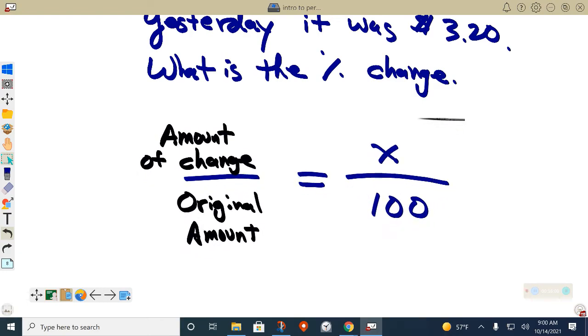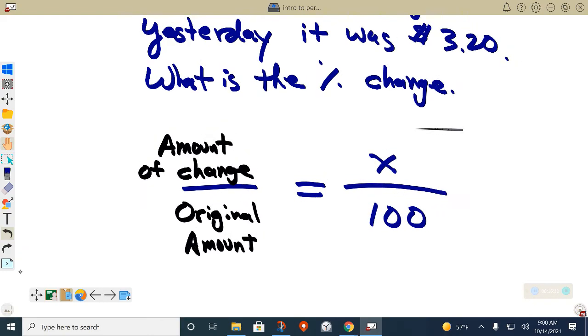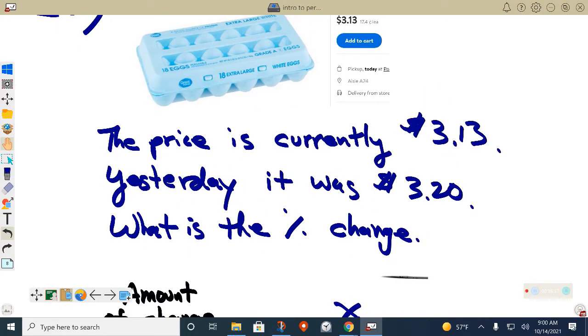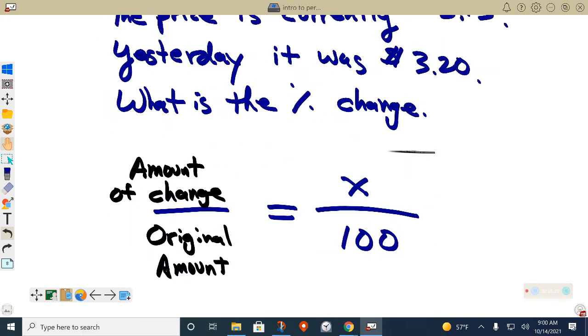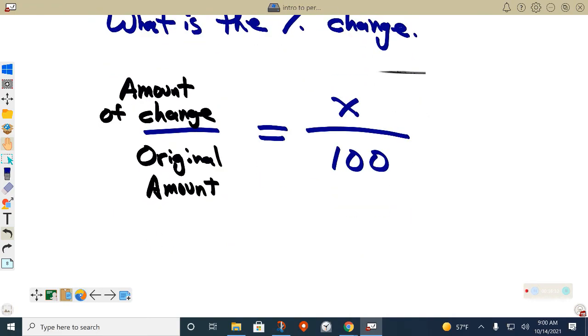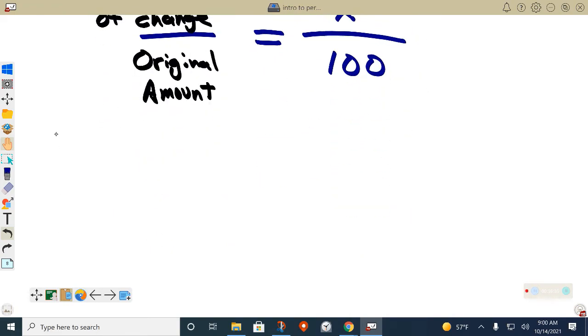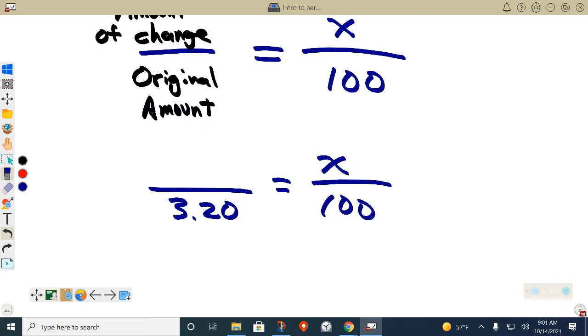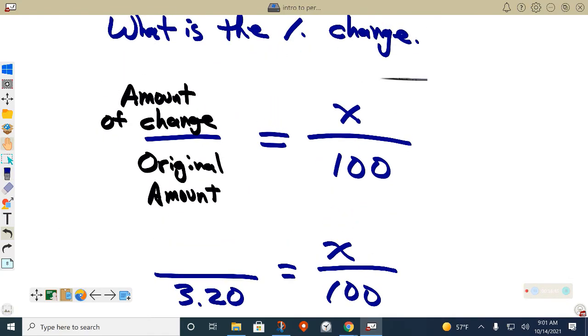Alrighty, so what's the original price of the eggs? $3.20. Right, yesterday's price is the original. That's the original price, so I know that's going to go on the lower left. So $3.20 is going to go right there, equals X over 100. Now look on the upper left. This is where a lot of you are messing up.